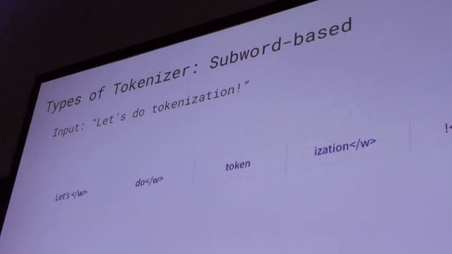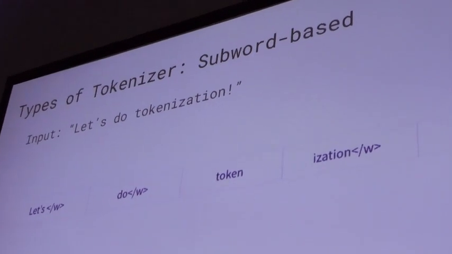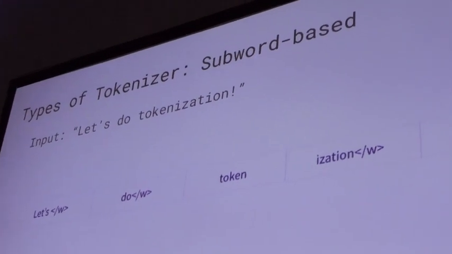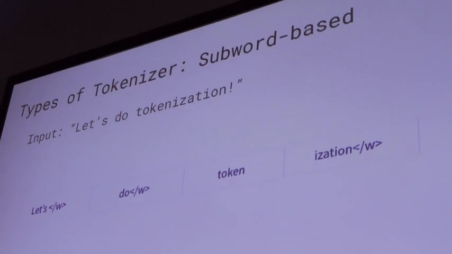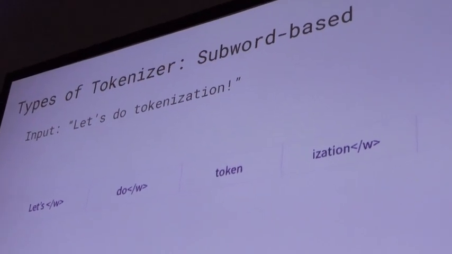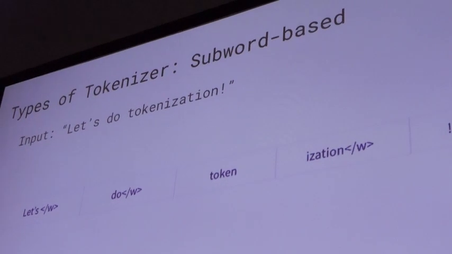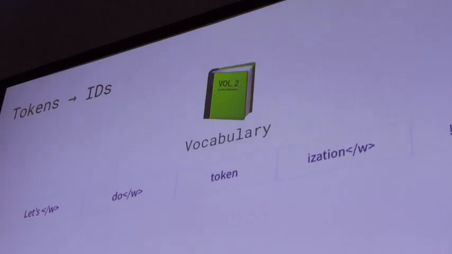A more involved tokenization strategy is subword-based. It relies on the principle that frequently used words should not be split into smaller subwords, but rare words should be decomposed into meaningful subwords. These subwords end up providing a lot of semantic meaning.